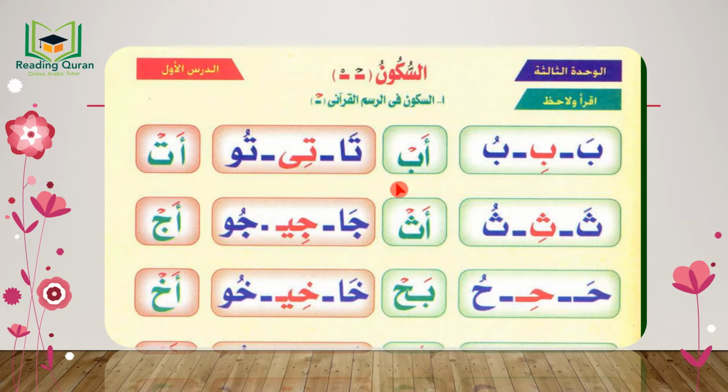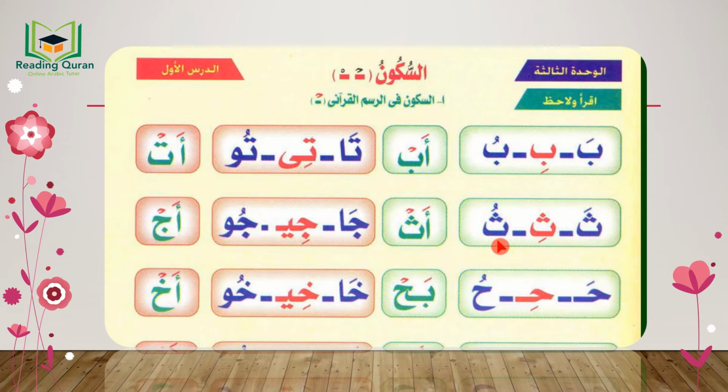Let's move to the next letter. Here I have the three mad letters ta, ti, tu. But when I look to the ta with sukoon, I have to pronounce it with the previous letter, which is here we have hamza with fatha. At. You stop on the letter. You stop on it. At. Let's try with the next one.